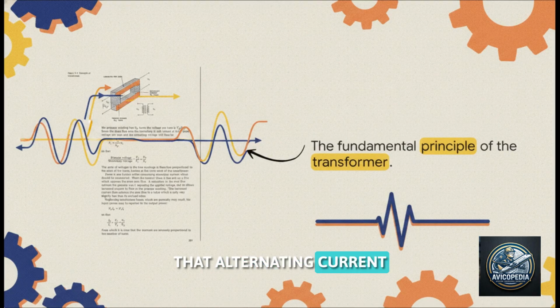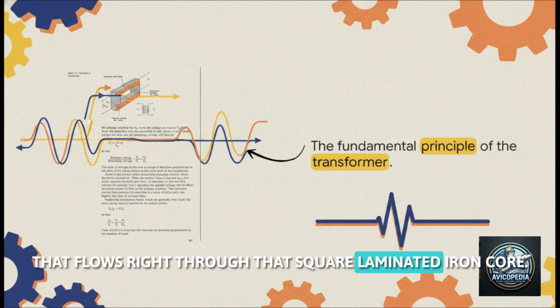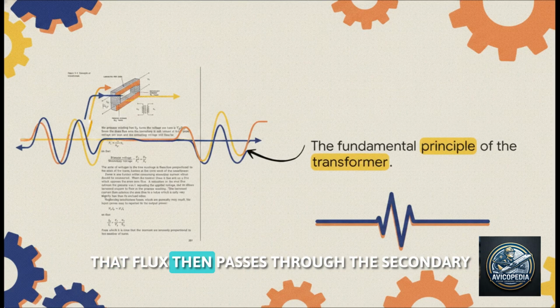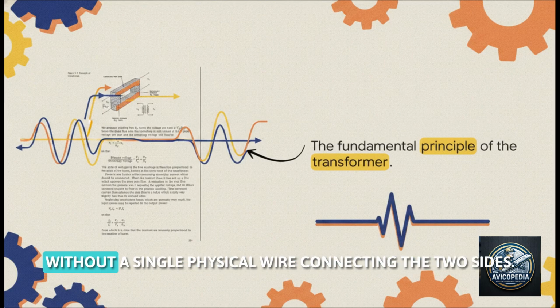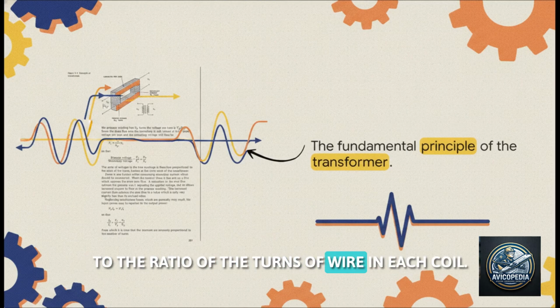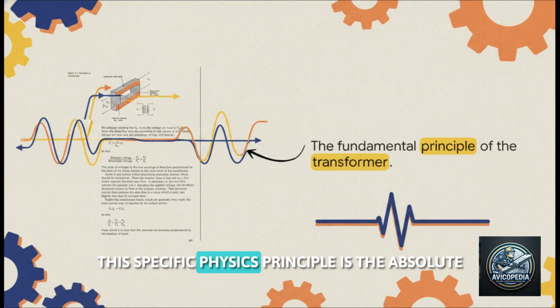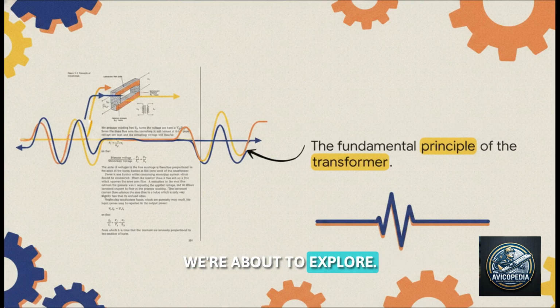That alternating current sets up an alternating magnetic flux that flows right through that square laminated iron core. That flux then passes through the secondary winding on the right side, magically inducing a voltage without a single physical wire connecting the two sides. And the really cool part? The ratio of the voltages is perfectly proportional to the ratio of the turns of wire in each coil. This specific physics principle is the absolute beating heart of the synchro systems we're about to explore.